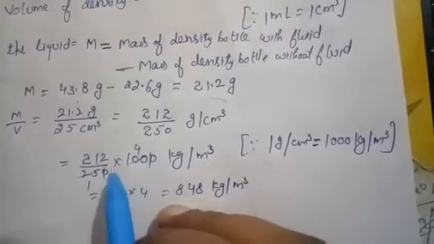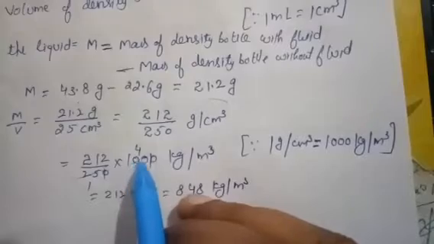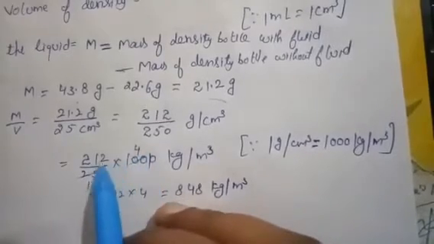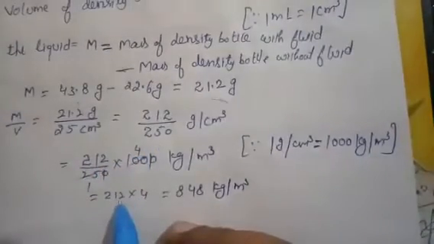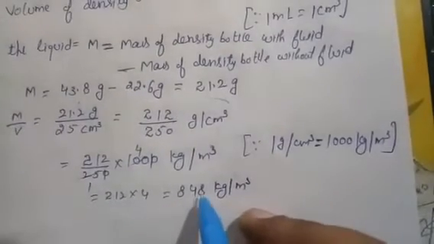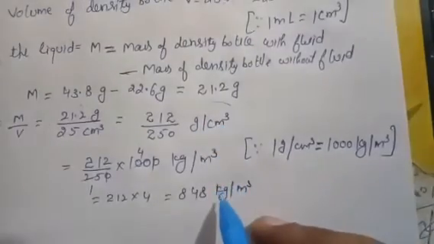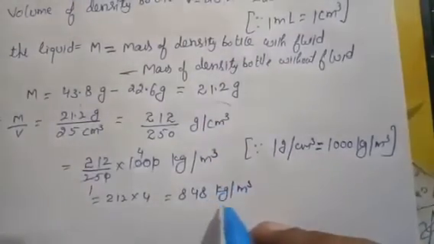So 0 cancels with 0, 25 ones are 25 and 25 fours are 100. So multiply both these numerators. 212 multiply 4, that would be equal to 848 kilogram per meter cube. So gram per centimeter cube, kilogram per meter cube, this is the SI unit of density. Next is numerical number 8.